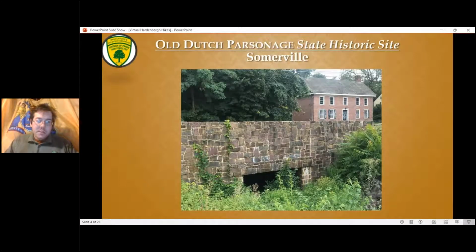The Old Dutch Parsonage is a state historic site in Somerville, and you can see it's the brick structure there on the right. I chose this angle because we're talking about interest in nature, so some of the more natural scenery around the house today. And the Old Dutch Parsonage, as the name suggests, served as a residence for ministers of the Dutch Reformed Church.